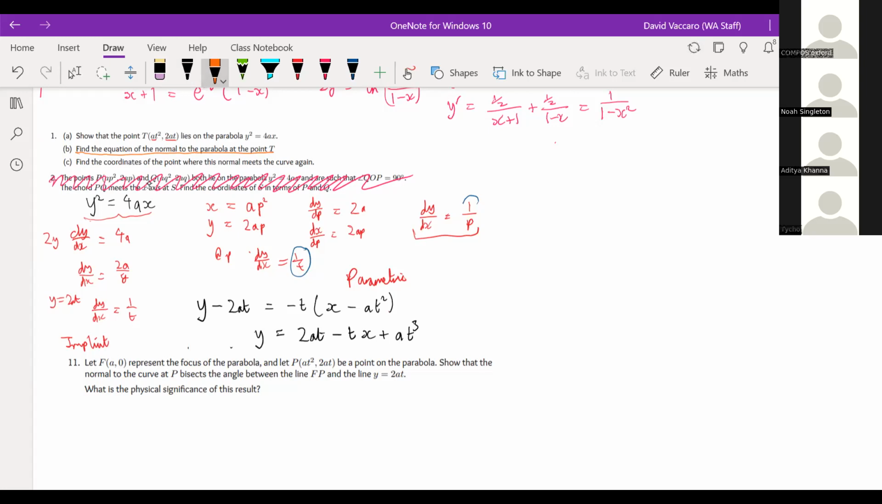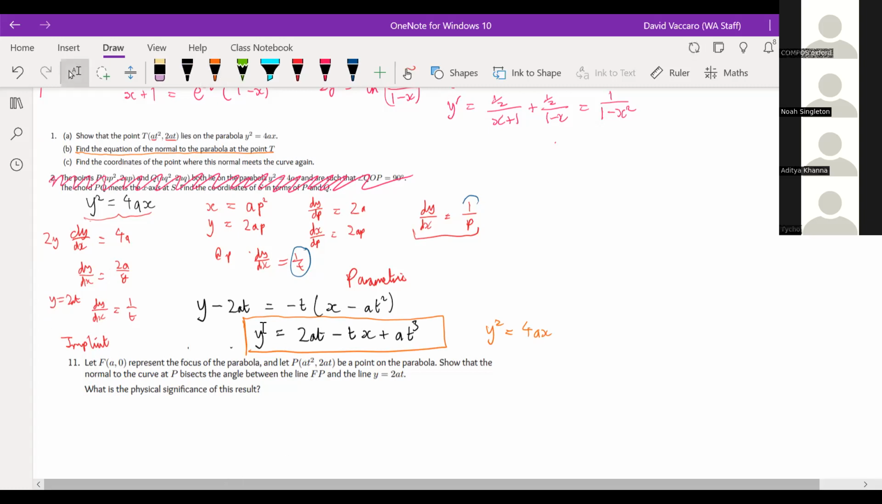How are we going to find where this line hits the curve y squared equals 4ax? The naive way would be to square the expression for y, and that would end up being horrible. But a much better way is to use the parametric form. And so the parametric form would be to use y.